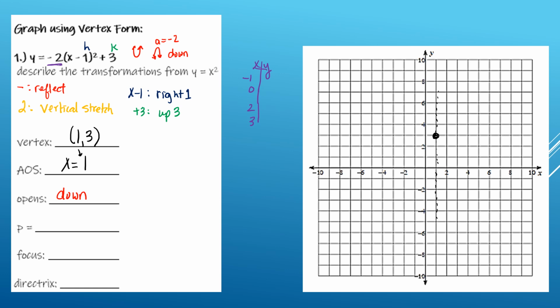You can also just one time and one time only use your a value, which is -2, and you can treat it like you would treat slope, which would be -2 over 1. So from our vertex, we can drop down 2 and go to the right 1 and put a point, and that would give us a point to the right of our vertex, and we can mimic that on the opposite side of our axis of symmetry, down 2 and to the left 1.